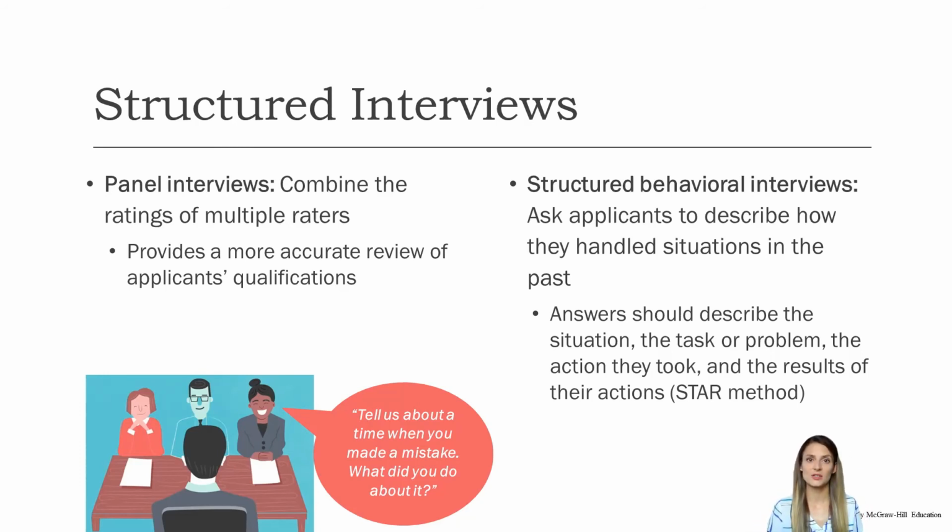The A stands for action. Tell us what you did and focus on the specific behaviors. Describe exactly what you did to solve that problem or make up for your mistake. And then the R in STAR stands for results. Explain how your action had a positive impact on the organization.